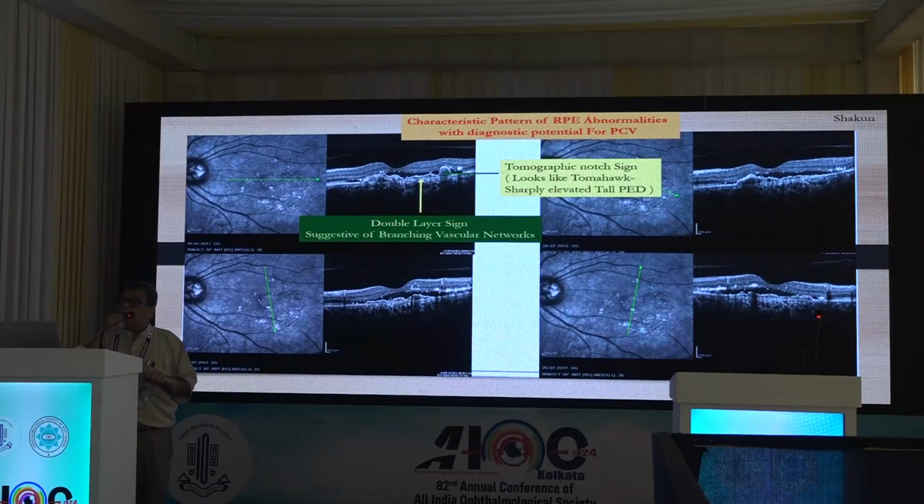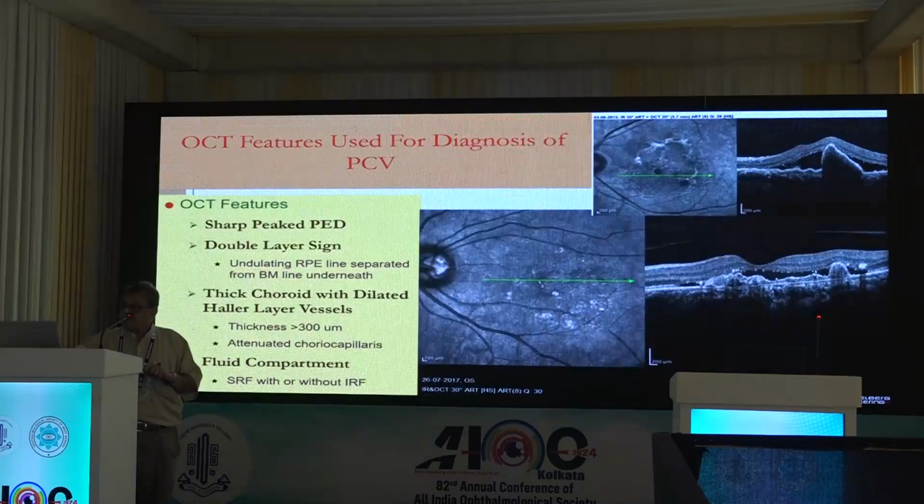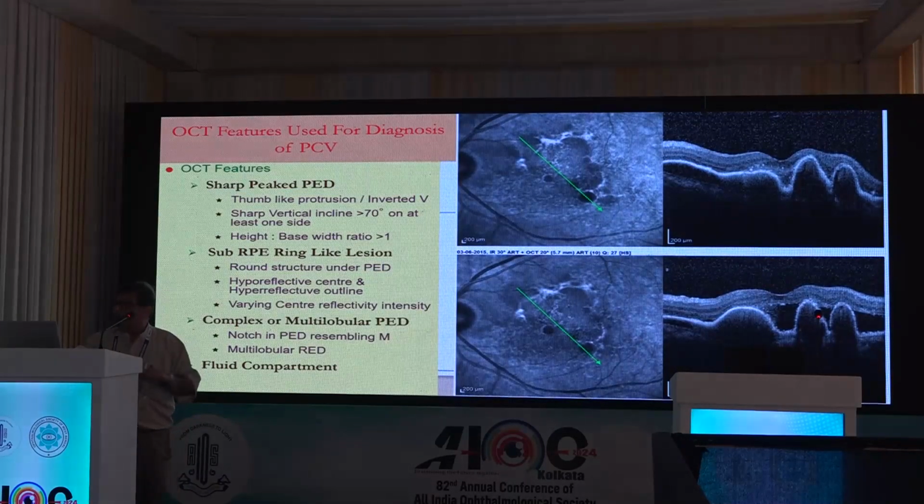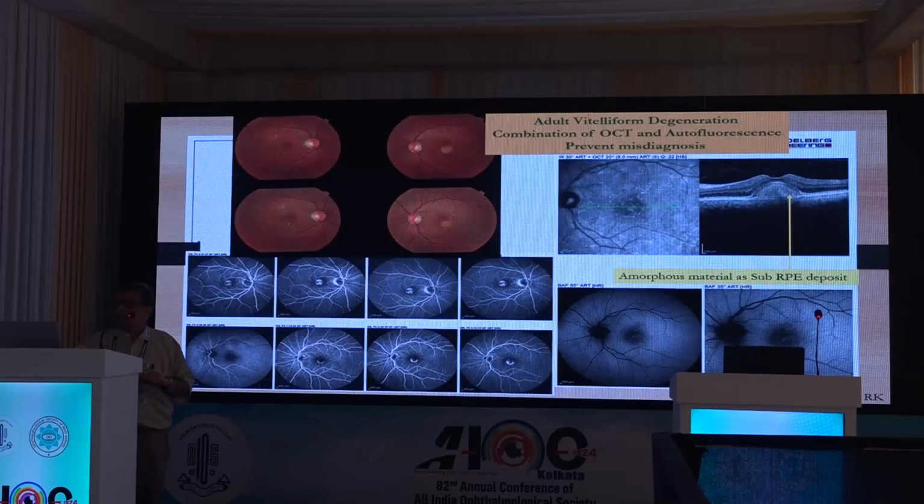These are all signs of polypoidal choroidal vasculopathy. So any sharply peaked PED, a double layer sign as you see over here, a thick choroid with dilated vessels and some fluid, these are all signs that help you to diagnose polypoidal choroidal vasculopathy. Just repeating this, you see this here? This is like an M kind of sign. This is again a sign of polypoidal choroidal vasculopathy.